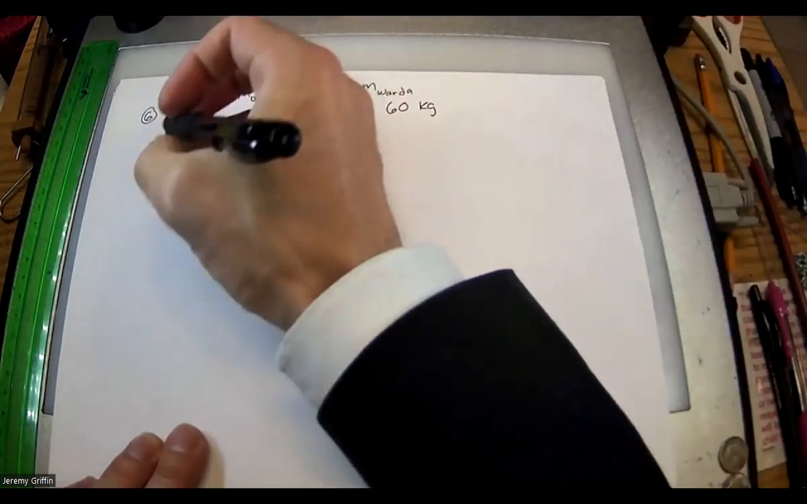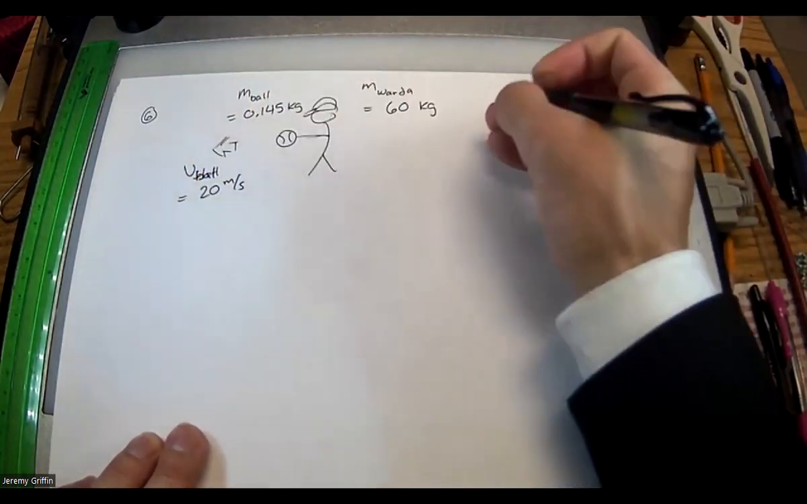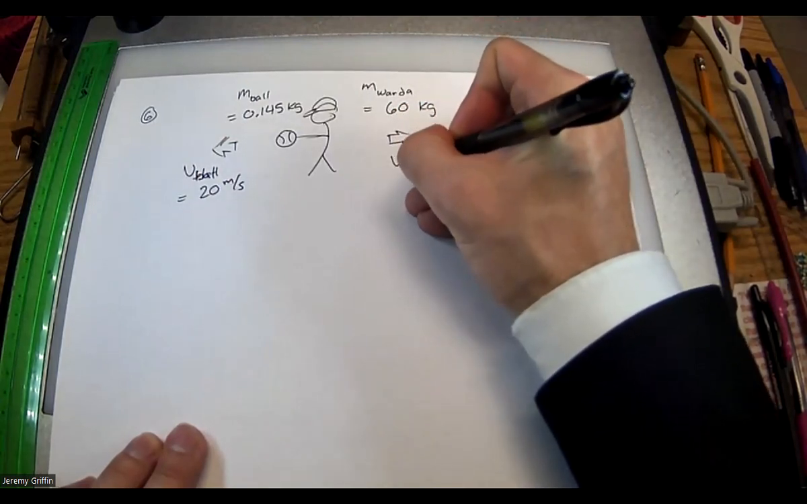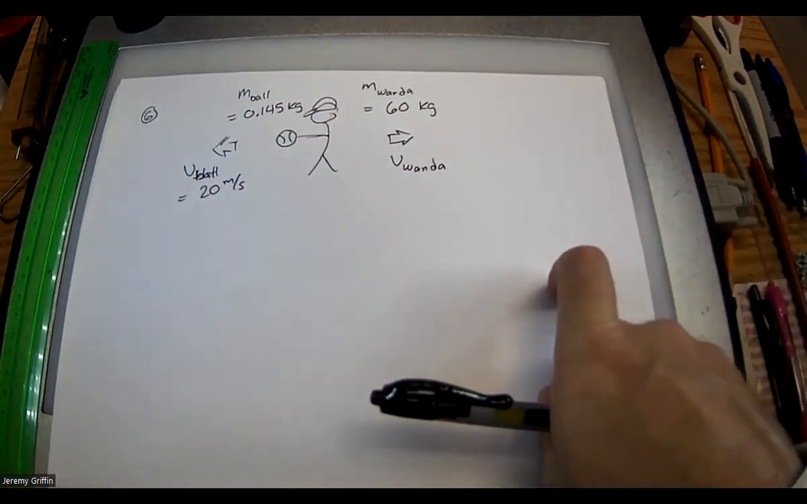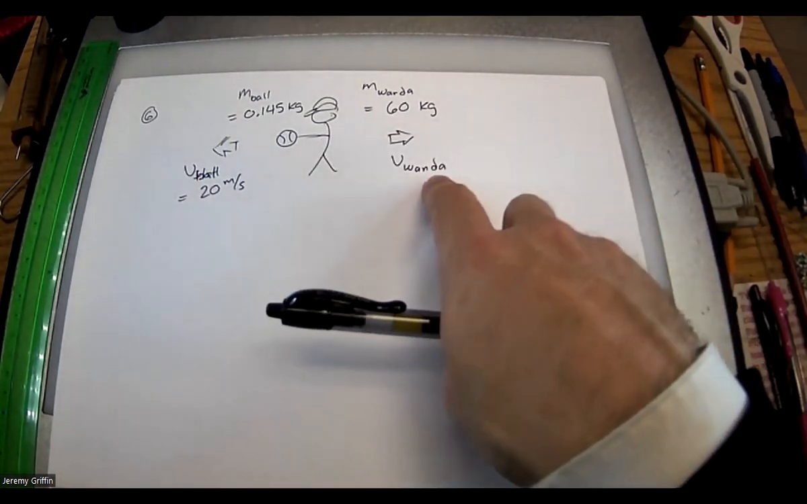So after she throws it, let's call it 20 meters per second. Okay. And the question is, what is V Wanda? How fast is she gonna get thrown back towards second base? Again, if there's a frictionless field, then she's gonna slide that fast towards second base.